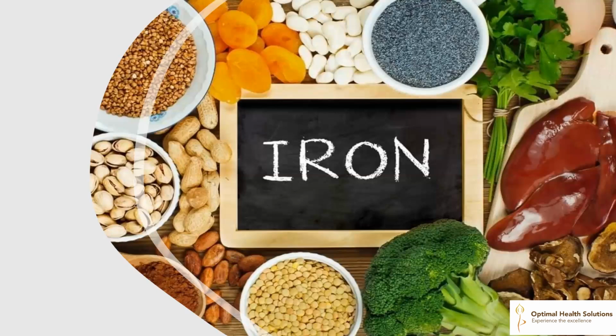Iron-rich foods include red meat, poultry, seafood, beans, lentils, spinach, and dried fruits. Heme iron found in animal products is absorbed more efficiently than non-heme iron that is found in plant-based foods.